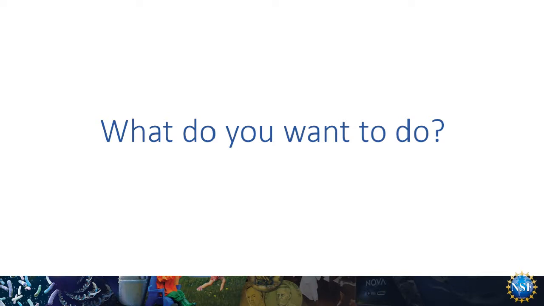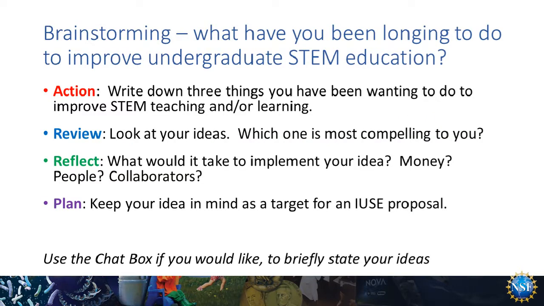So we'd like you to think very briefly about what you might like to do with a proposal that you would submit to our particular program. We're going to give you just a minute or two here to brainstorm a few ideas. So think a little bit about what you've been longing to do to improve undergraduate STEM education. Write down a couple of things that you might have been wanting to do to improve STEM teaching or learning.